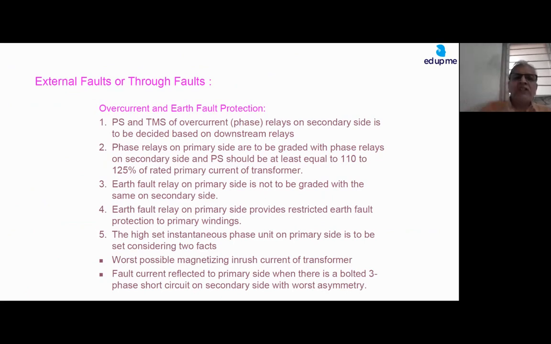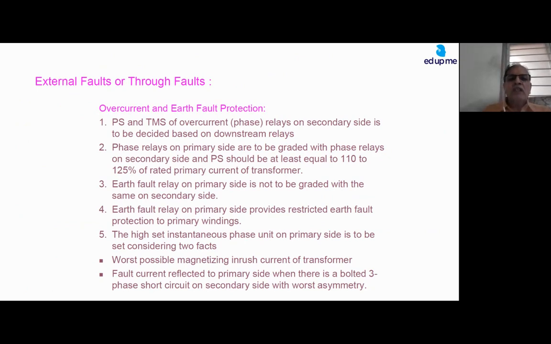External faults, another scheme. Internal fault, different scheme. Internal faults are to be taken care of very fast, immediately, within less than 3 cycles. The external faults are using time graded relays.